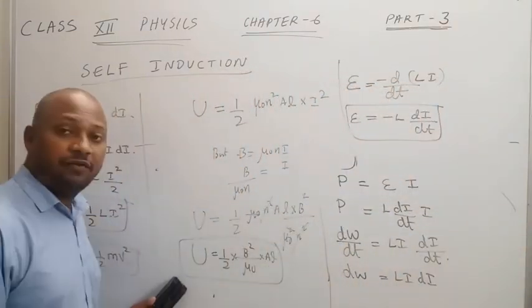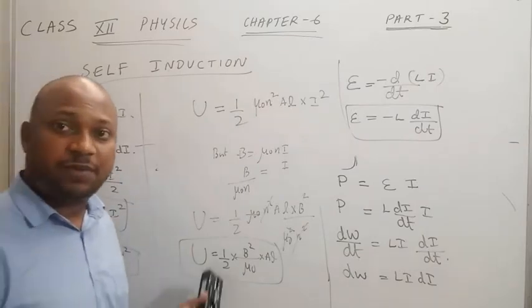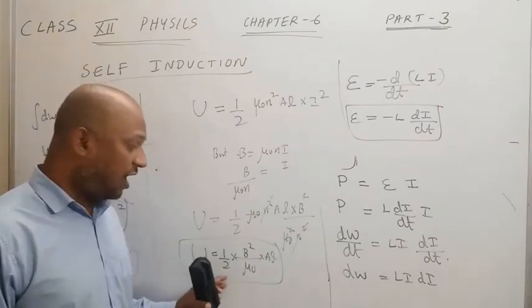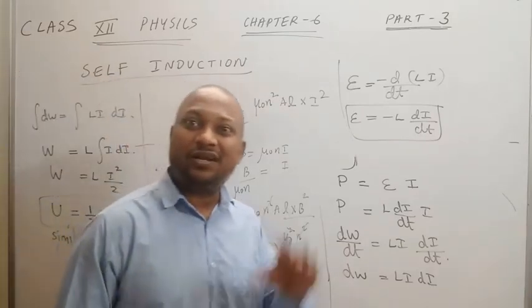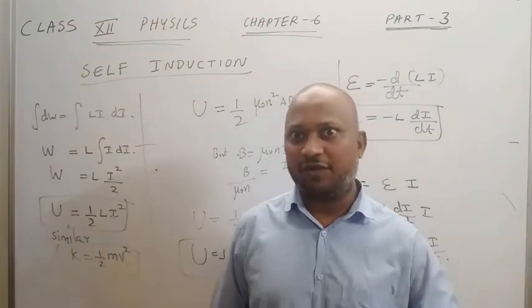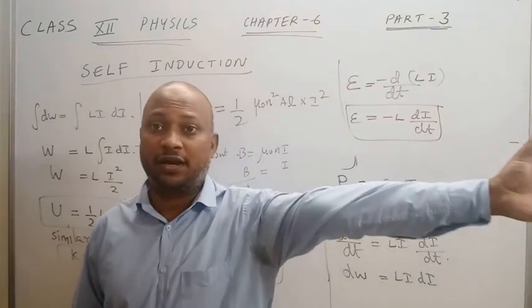So volume को यहाँ पे divide में ले जाएंगे तो you can write even energy per unit volume is equal to half B square upon mu naught. It means the energy is stored in the magnetic field. The similar formula we have learned in chapter 1.